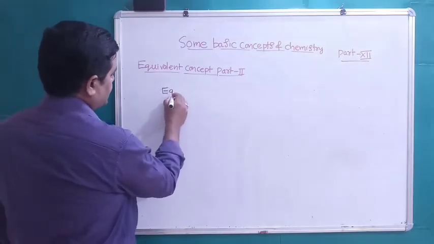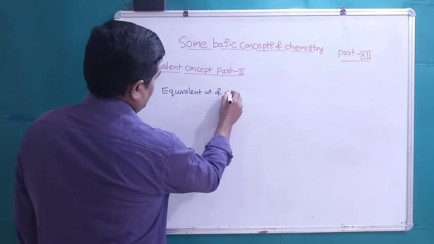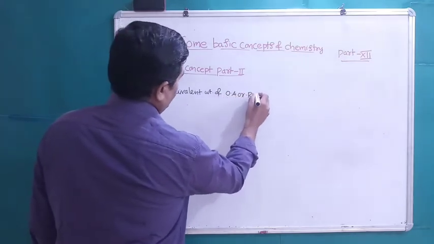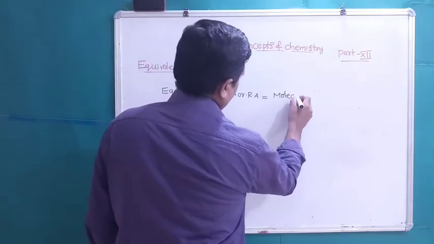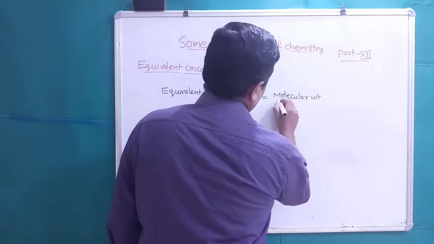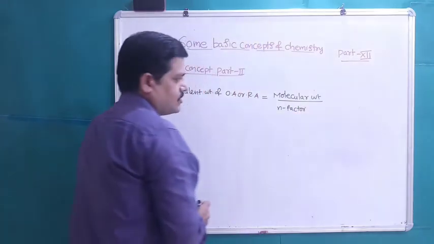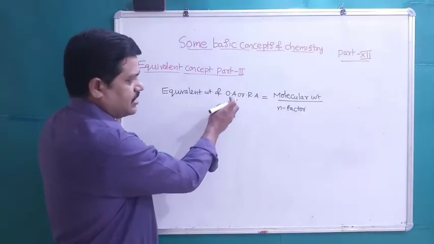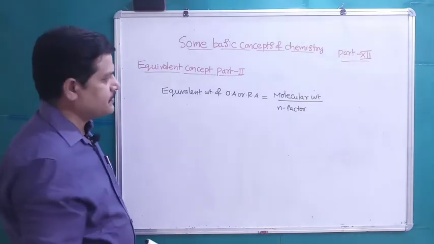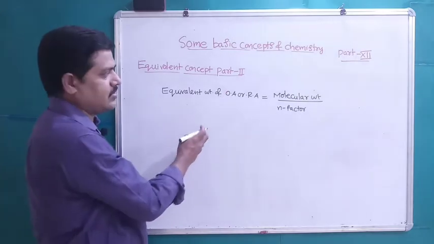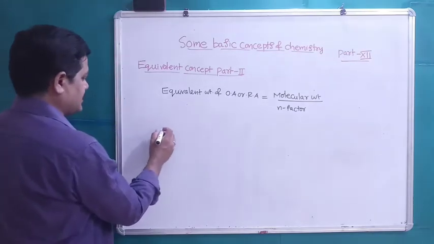Equivalent weight of an oxidizing or reducing agent is equal to molecular weight divided by n factor. Students, just now we discussed that the n factor for an oxidizing or reducing agent is the number of moles of electrons transferred, right? An oxidizing agent will gain the electrons, a reducing agent will lose the electrons. Let us take some examples.